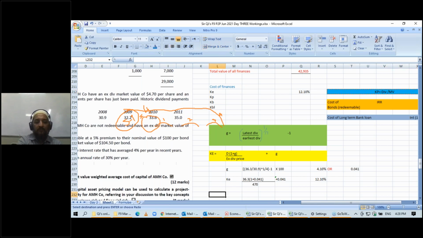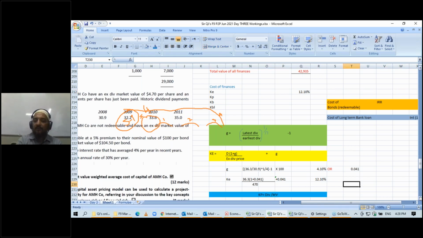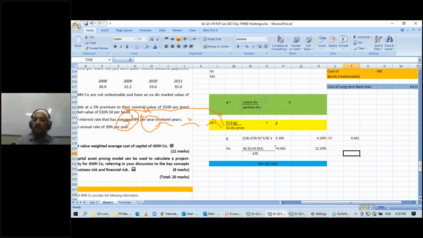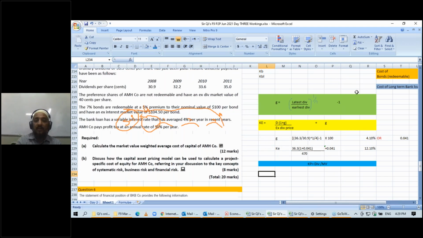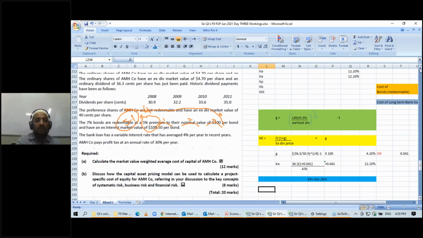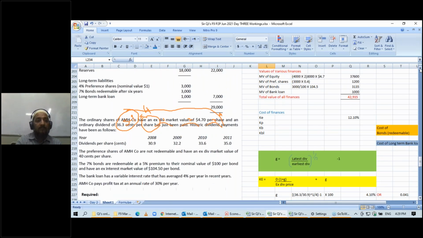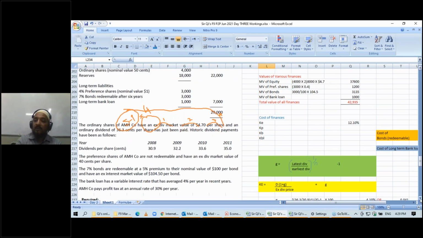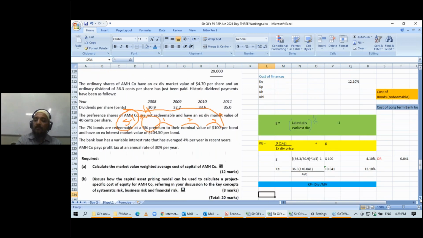So for cost of preference shares, remember that preference shares are irredeemable, right? And there are no taxes on it. So straight away the formula will be cost of preference shares equals the dividend paid on one share divided by the market value, or the total dividend divided by the market value of all shares, right? So the dividend being paid on preference shares is, how did I know? Because the preference shares, as per the statement of financial position, are 4% preference shares. So dividend paid will be 4%.